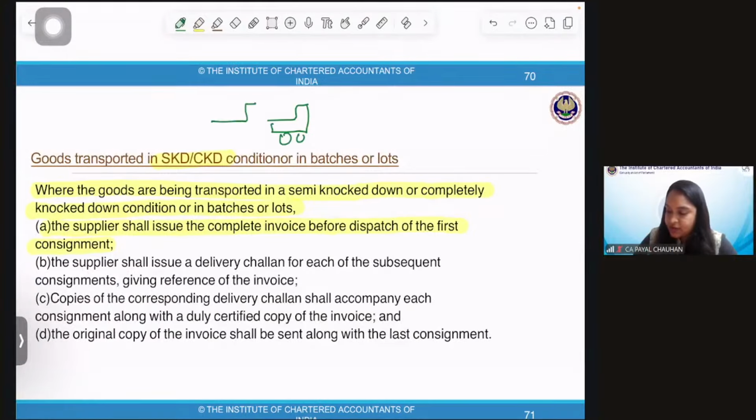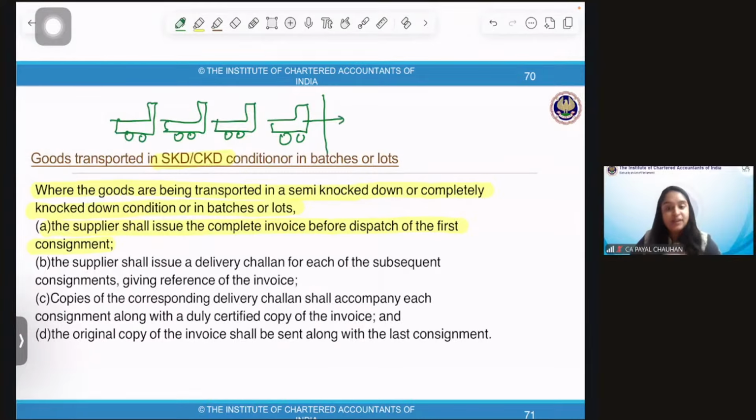So we have 4 trucks carrying 250 each of the material. Now the thing is, invoice will be issued when the first consignment will be removed. See, the supplier shall issue the complete invoice before the dispatch of the first consignment. Then the supplier shall issue a delivery challan for each of the subsequent consignment giving reference to the invoice.